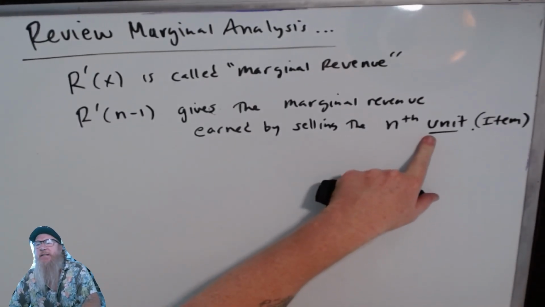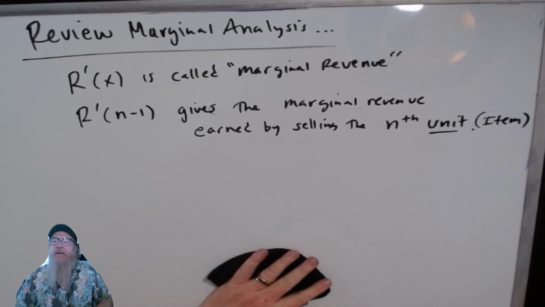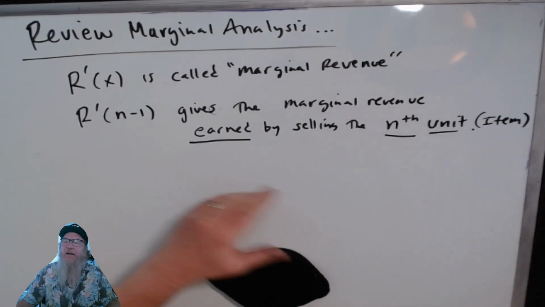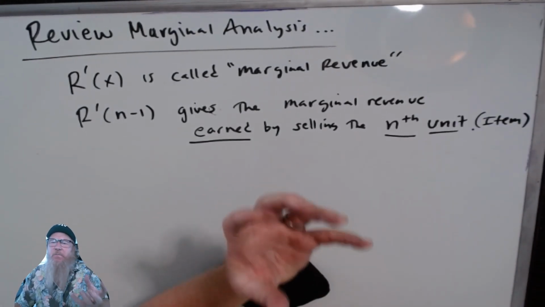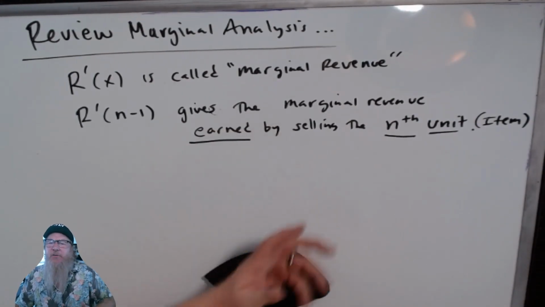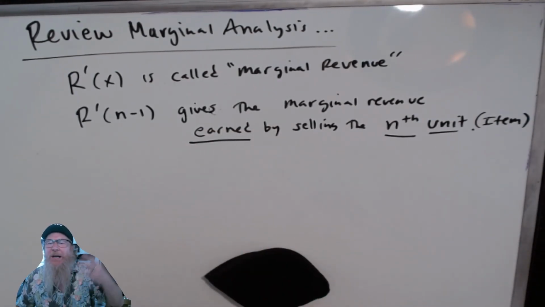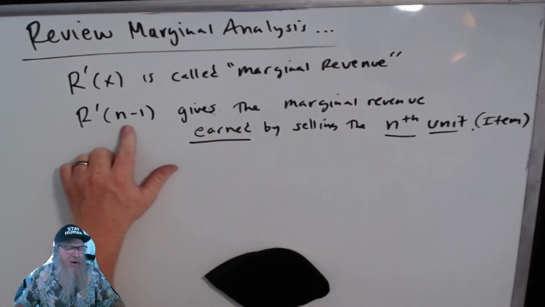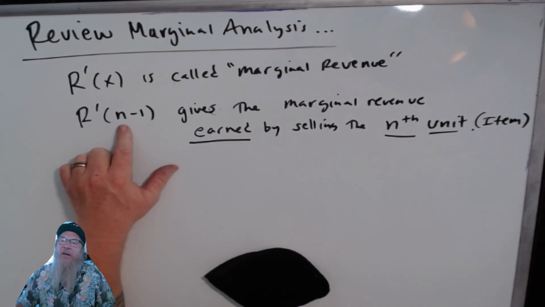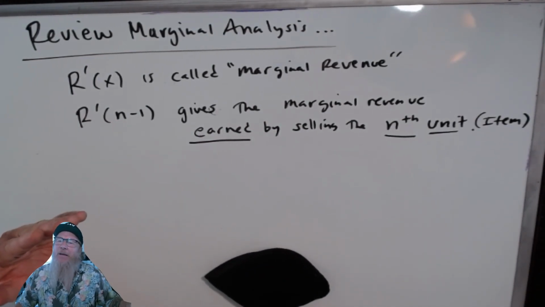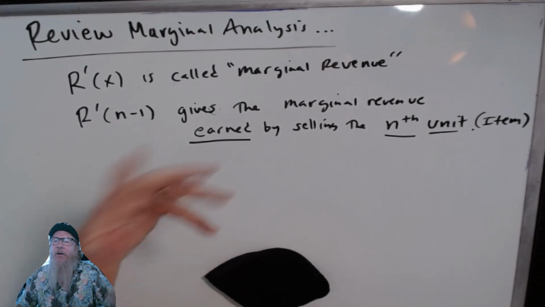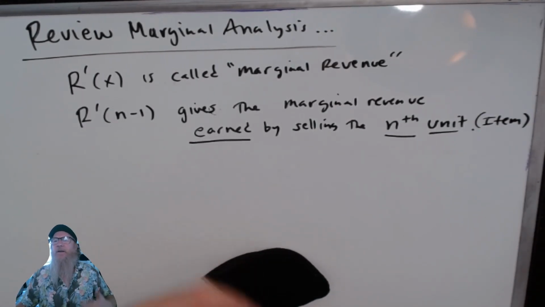We usually call them units. Sometimes we call them items. So if you want to know how much you're going to earn by selling the 25th cookie or scoop of ice cream or gallon or whatever it is that you're making, widget, I like to call them widgets. If you want to know the 25th, well, then you back up one, you back up to the 24th, and you take the derivative. And that's called marginal analysis. It gives you the marginal revenue of that next item. We call it the next item, or the next unit.